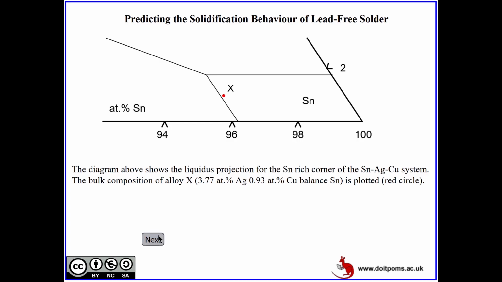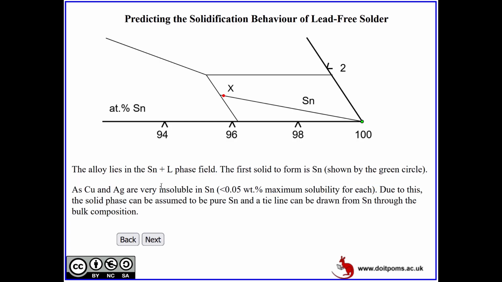So what happens as this alloy solidifies? This is the liquidus projection. As we said, the alloy lies in the tin plus liquid phase field. This is because the first solid to form is tin, indicated here, because in this case tin has barely any solubility for the other two elements. So we can draw a tie line like this. As copper and silver are very insoluble in tin, less than 0.05% maximum solubility, the solid phase can be assumed to be pure tin. That's the reason why we are drawing the tie line confidently, because it's a liquidus projection. We can't draw a tie line in this that easily.